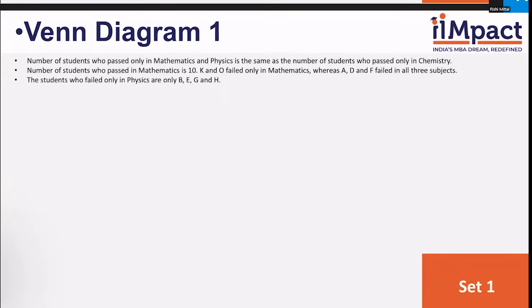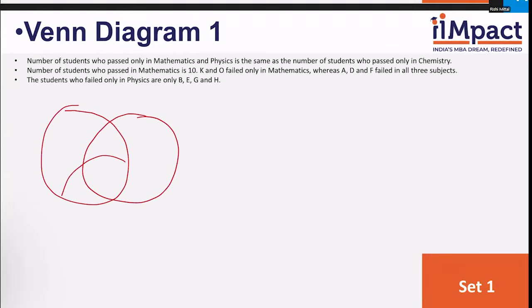Let's make our diagram. Please pardon my drawing. So this is mathematics, this is physics, and this is chemistry. Okay. Let's take a few variables A, B, C, D, E, F, and G. The outside variable we know is 0 because we established that nobody has passed all the three subjects.